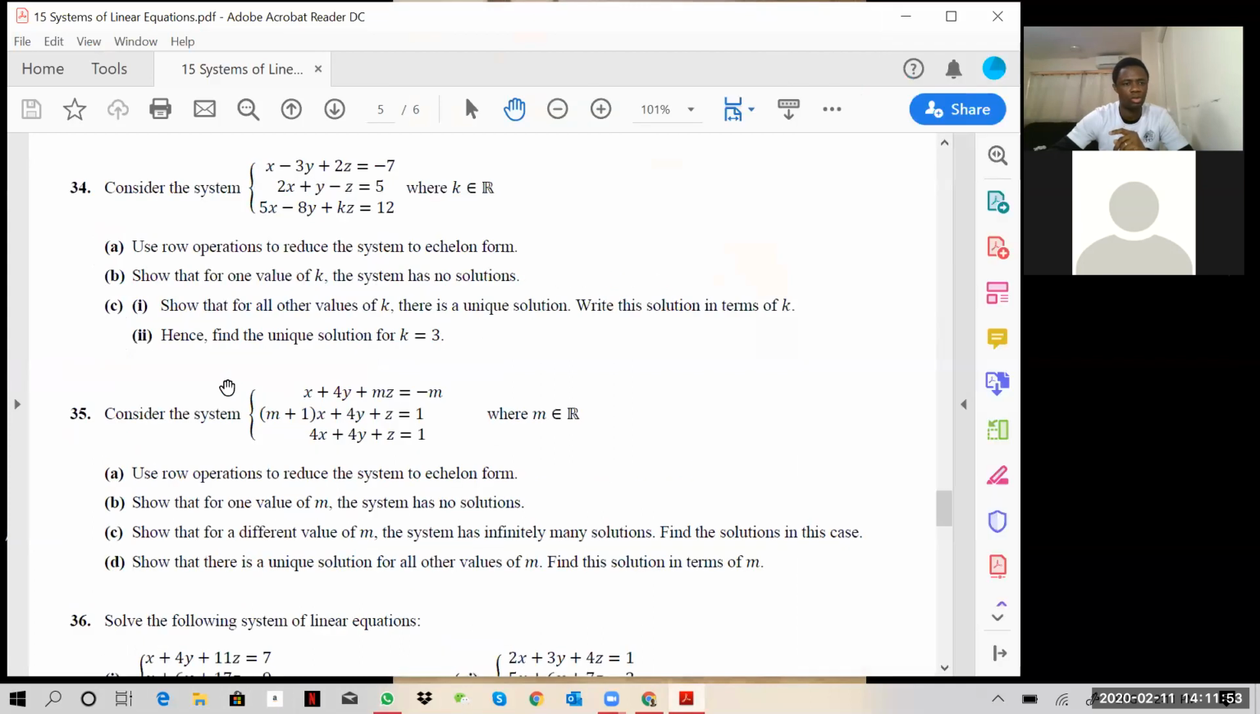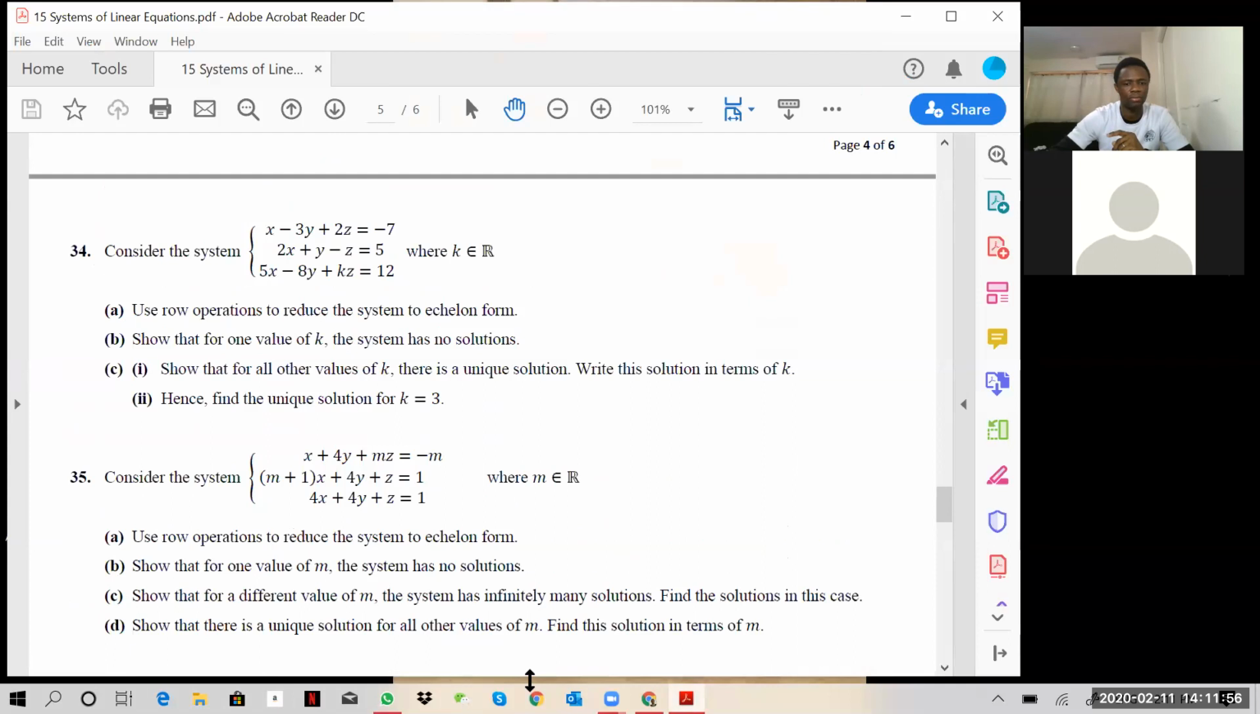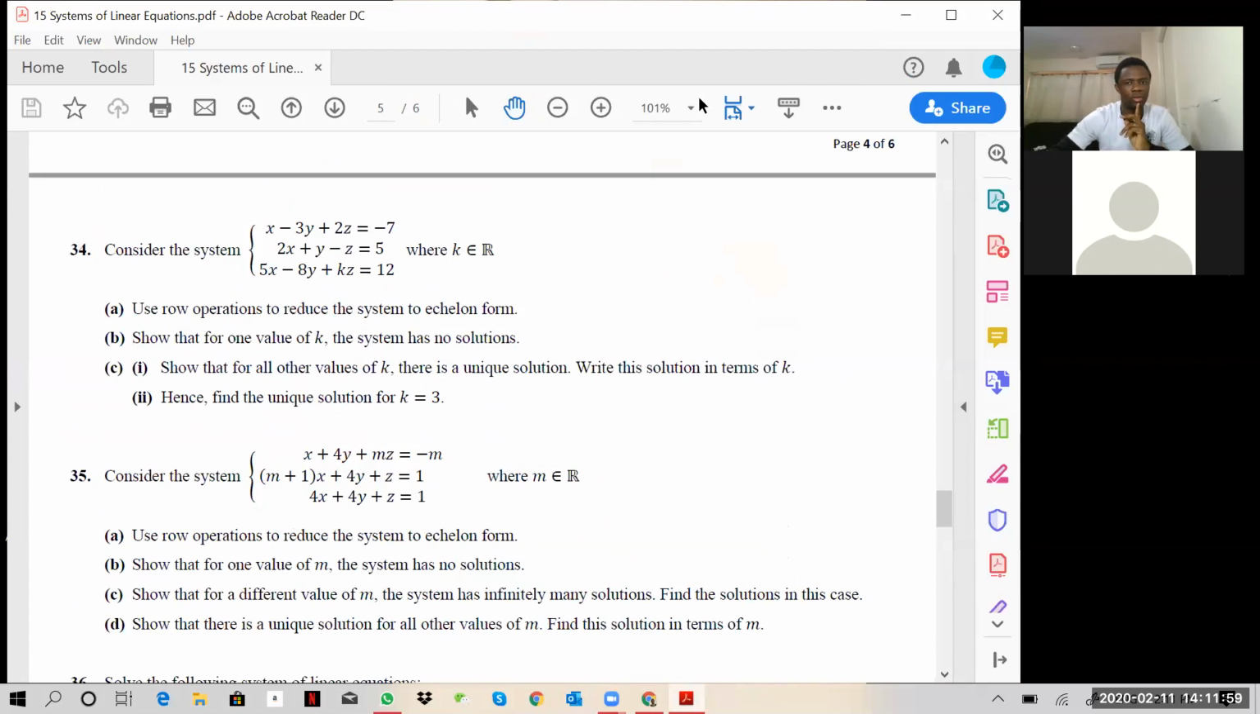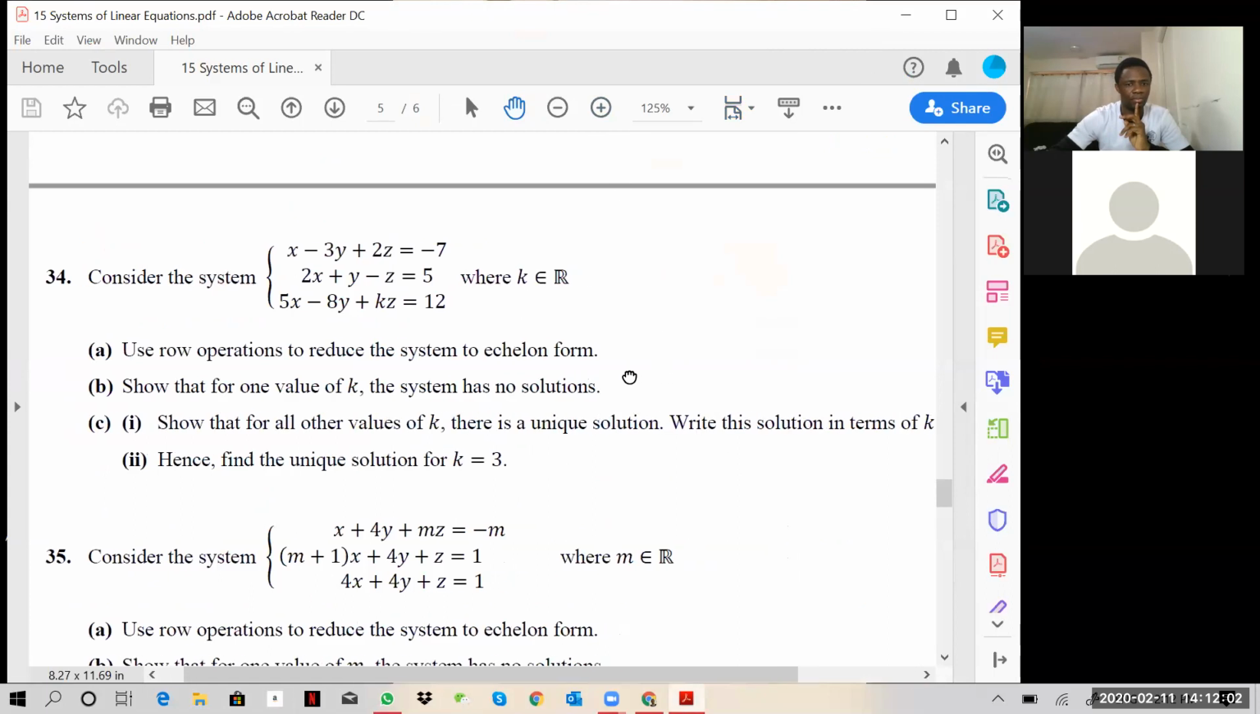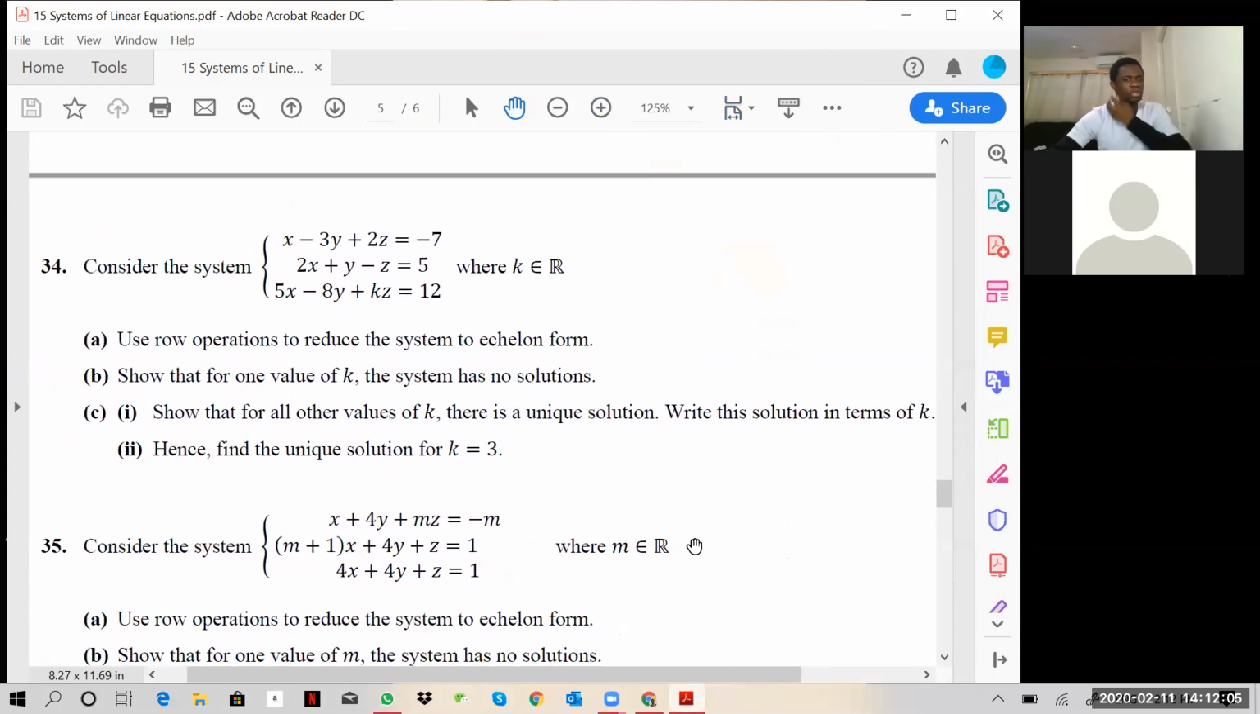One of us suggested we do question 34, so let's look at it together. According to question 34, we have this system. Consider that, use row operations to reduce to echelon form. Now, everybody knows what echelon form is. Show that for one value of k, the system has no solution. Show that for all other values of k, there is a unique solution, and write the solution. Hence, find the unique solution for k equals 3. All right, let's begin.